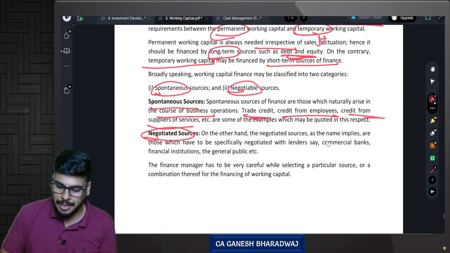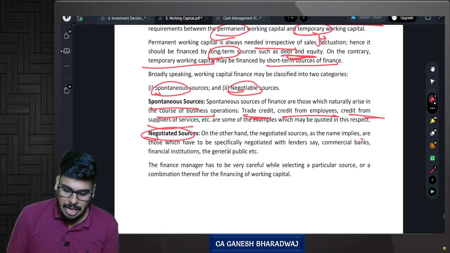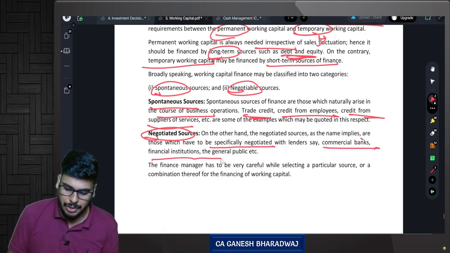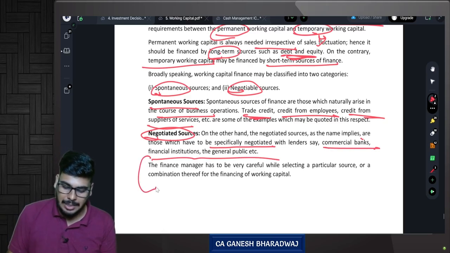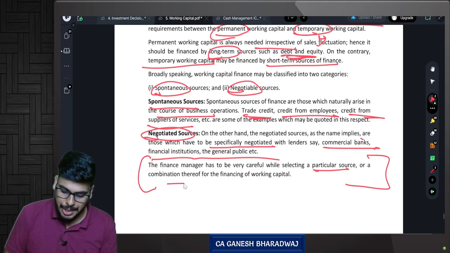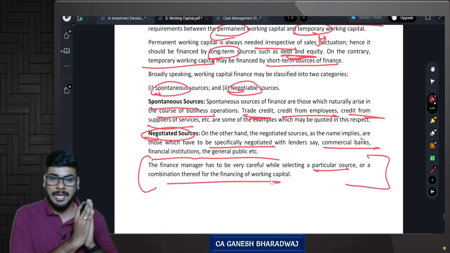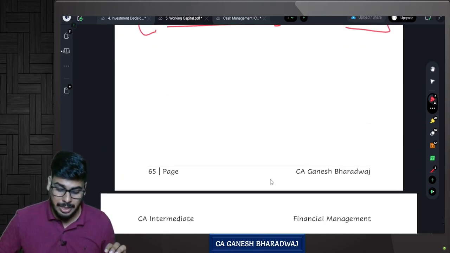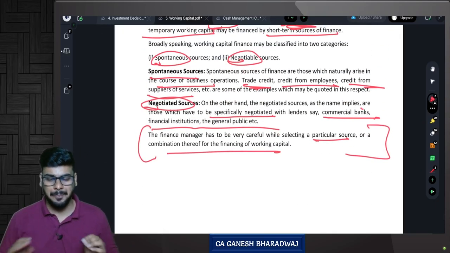On the other hand, the negotiated sources, as the name implies, are those which have to be specifically negotiated with the lenders, say commercial banks, financial institutions, general public, etc. And the finance manager has to be very careful while selecting a particular source or a combination thereof for financing of working capital. Are you clear with this? This is basically a theoretical part. And with this, we have completed this particular chapter.